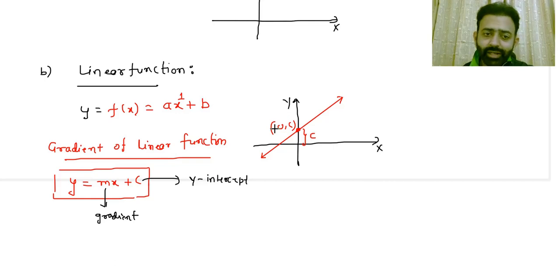The value of m is the gradient of a linear function. And what is the meaning of gradient? If you look closely at this figure, let us say this is your straight line y = mx + c, and it is making an angle theta with the positive x-axis. This angle theta is what this line is making with the positive x-axis. If you take the tan of this theta, tangent theta, right, this is your gradient or slope.